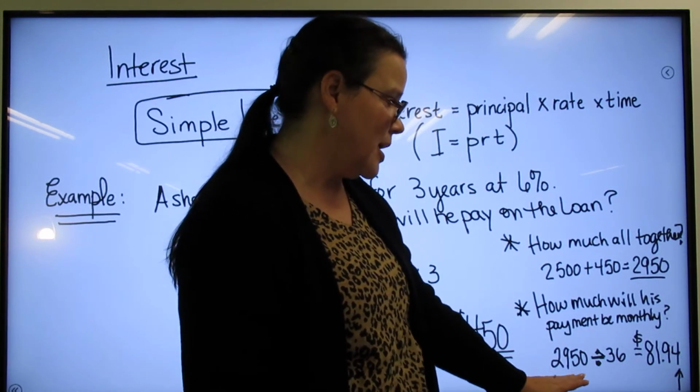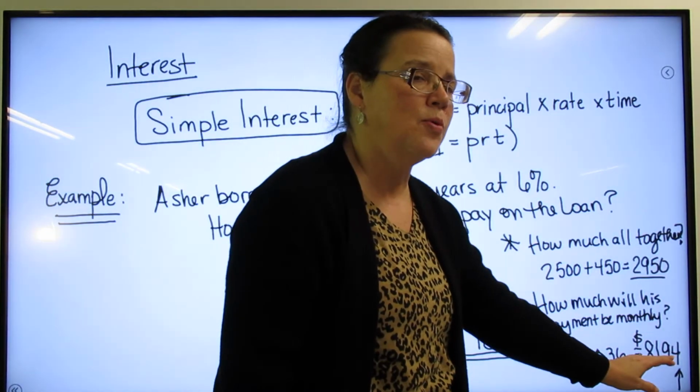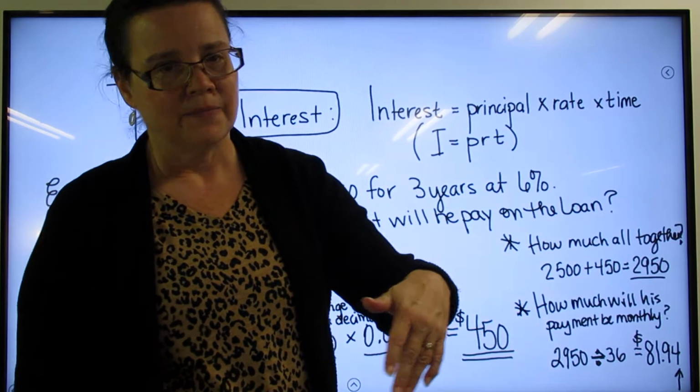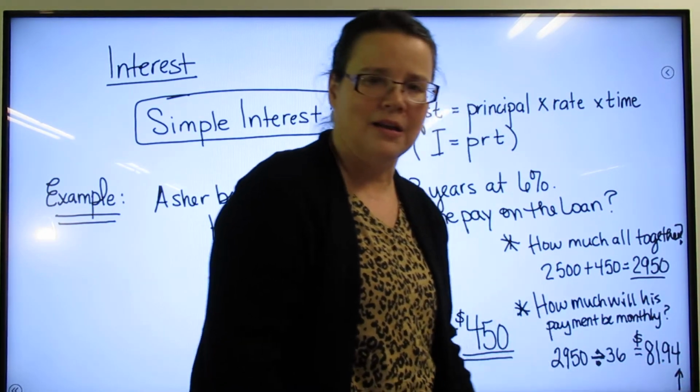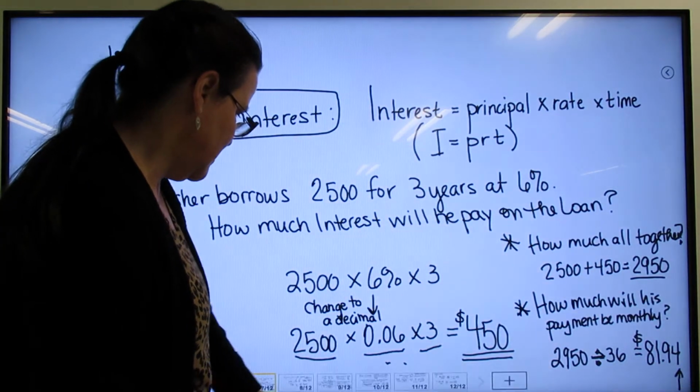If you put this in your calculator, it's going to say 81.9444444444, and the 4 is a repeating decimal. If you round to the nearest cent, then you keep it at 94. Okay? All right. What's next?